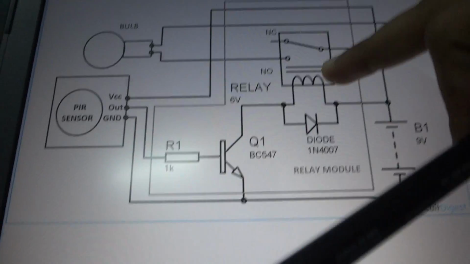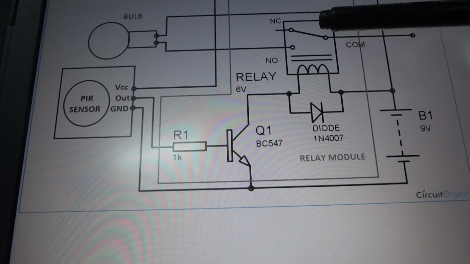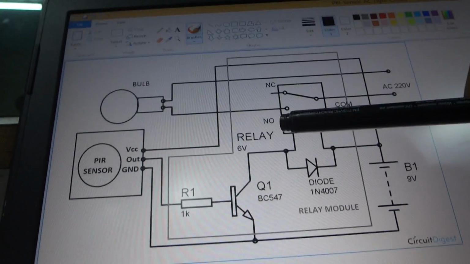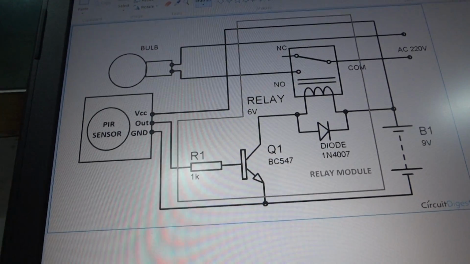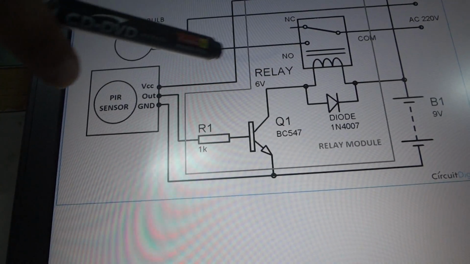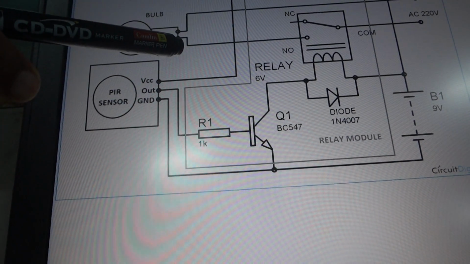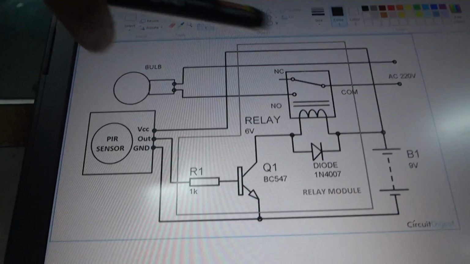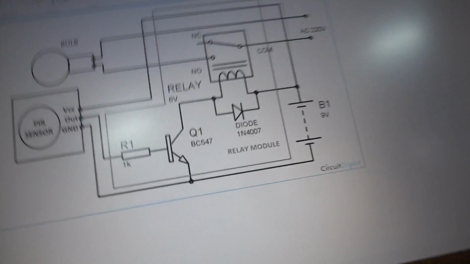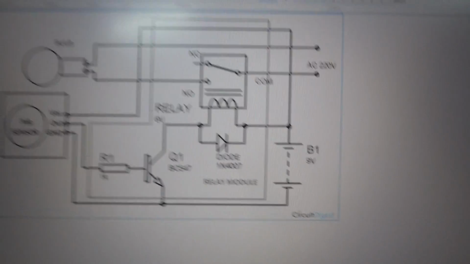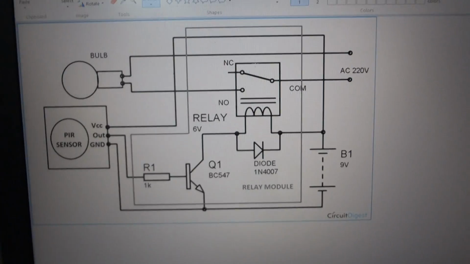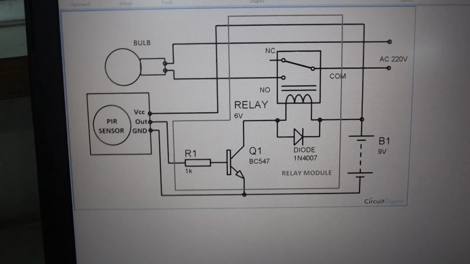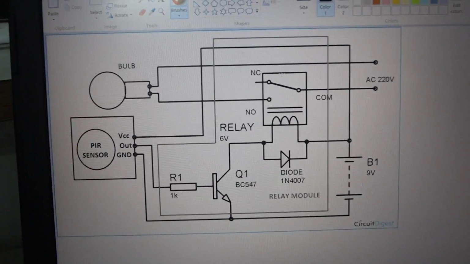The coil in the relay gets energized and creates an electromagnetic field which attracts the lever, so COM and NO connect together, and hence the bulb will turn on. In this way, the PIR motion sensor detects the motion and the circuit works. Now we can increase or decrease the on and off period of the PIR motion sensor by applying L or H triggering, and in our circuit we have used L triggering.